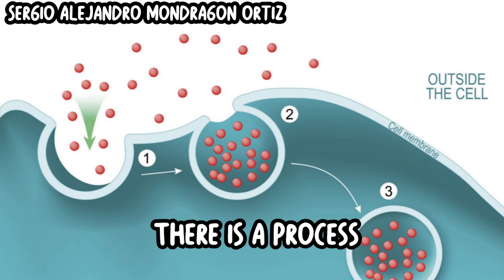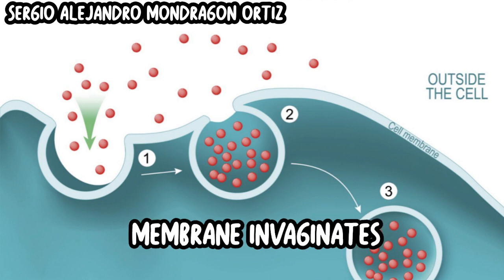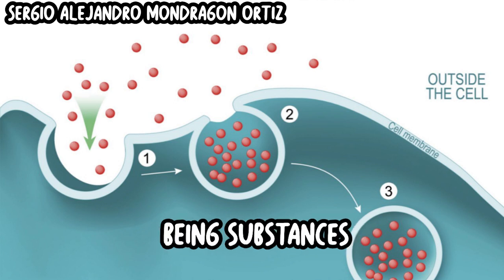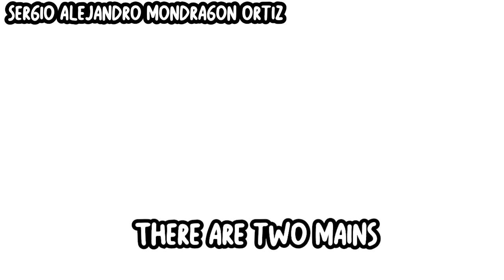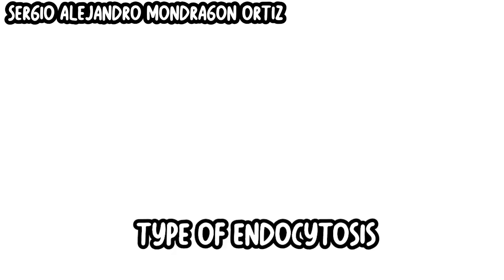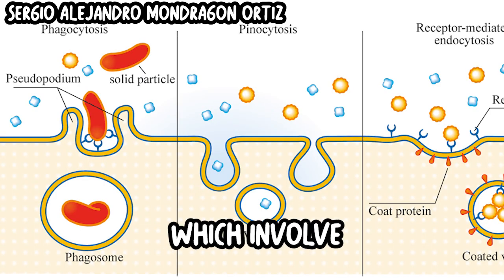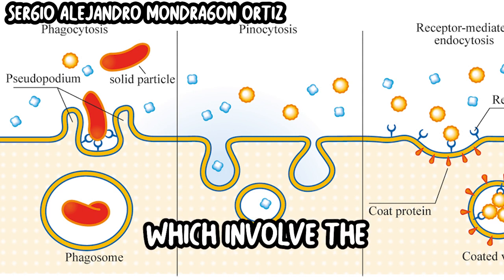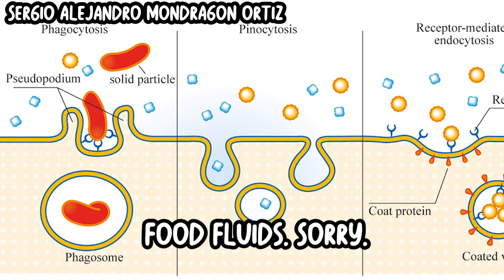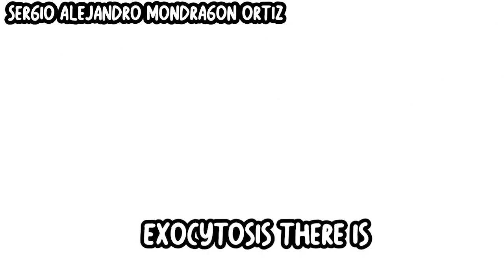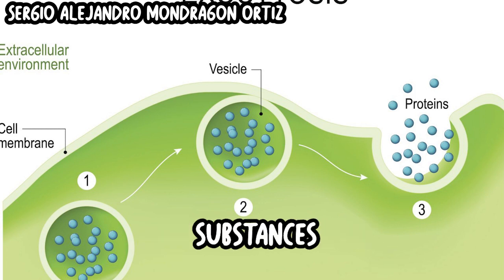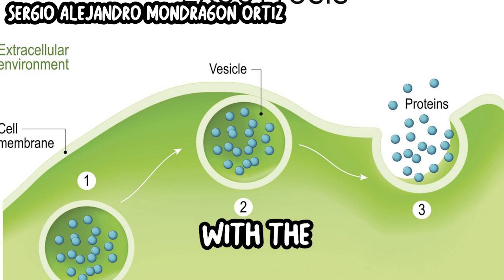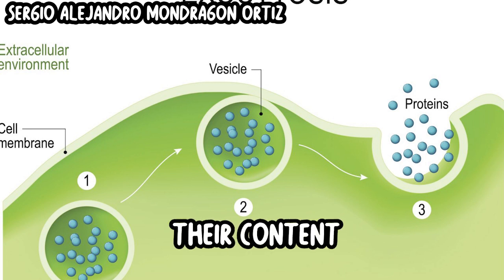Endocytosis, this is the process where the cell membrane invaginates to form a vesicle, which then includes and brings substances into the cell. There are two main types of endocytosis: phagocytosis, which involves the engulfment of solid particles, and pinocytosis, which involves the uptake of fluids. Exocytosis, this is the process by which the cell transports substances out of the cell, by expelling them in vesicles that fuse with the cell membrane and release their content outside the cell.